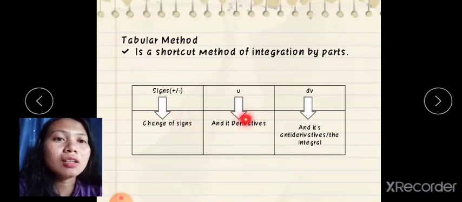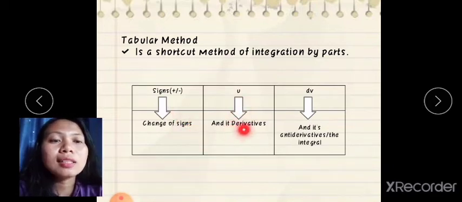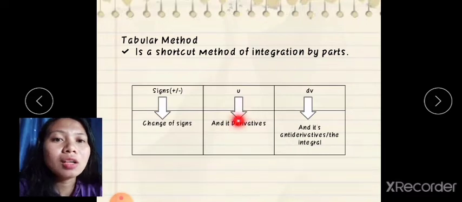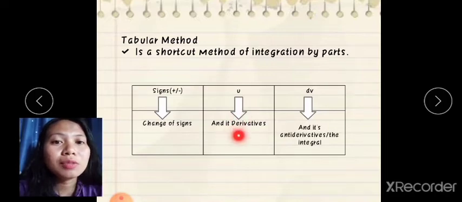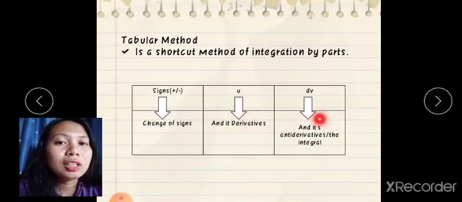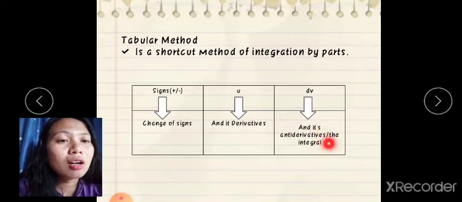The second column is u and its derivatives. So, diri nga column, ang value of u and the derivatives of u. So, the third column is our dv. The value of dv and its antiderivatives or the integral. Ang value sa dv o mga antiderivatives sa dv.